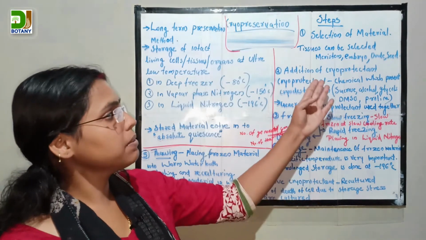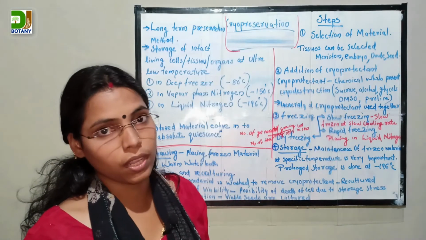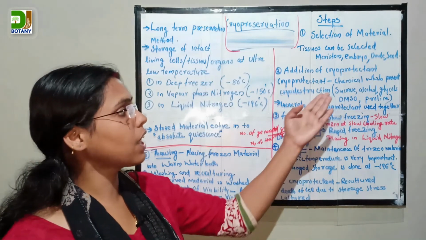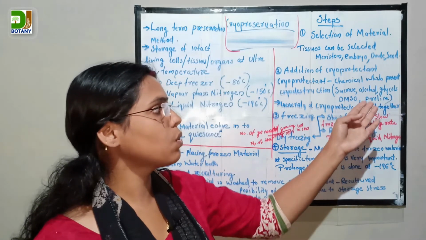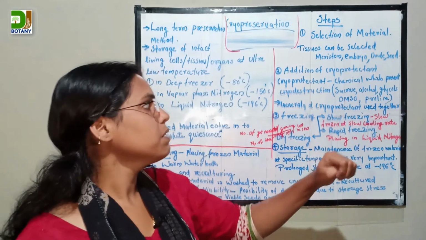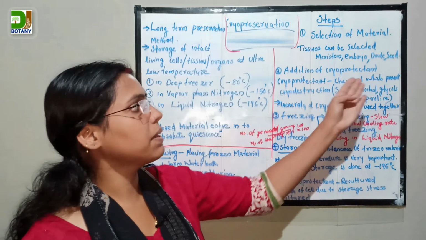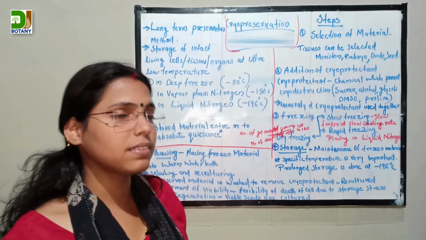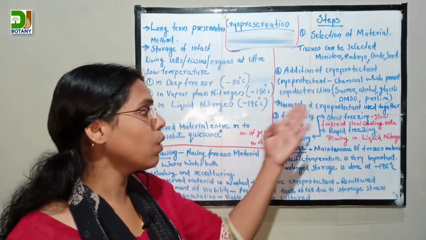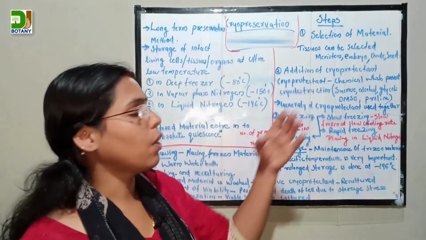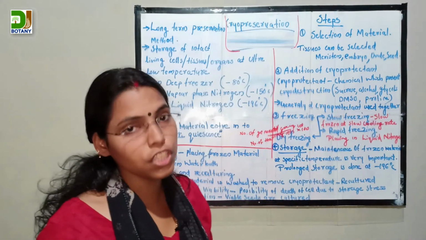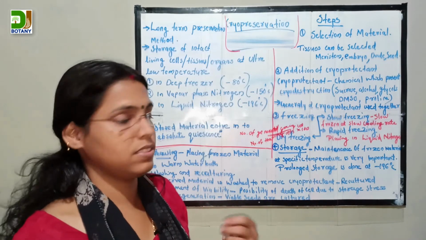Okay. Then the second step is addition of cryoprotectants. The commonly used cryoprotectants are sucrose, alcohol, glycol, DMSO, proline, etc. The cryoprotectants are chemical substances which protect the materials from cryodestruction. Generally two cryoprotectants are used together for more effect.